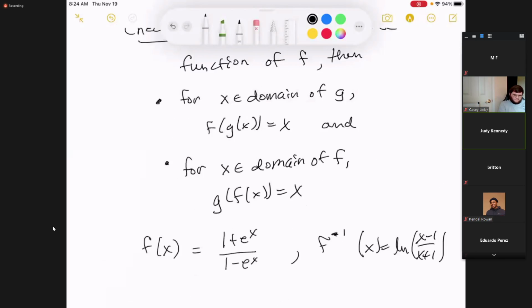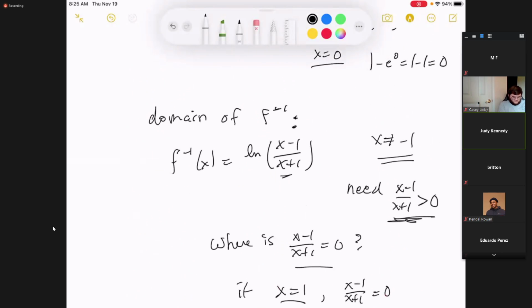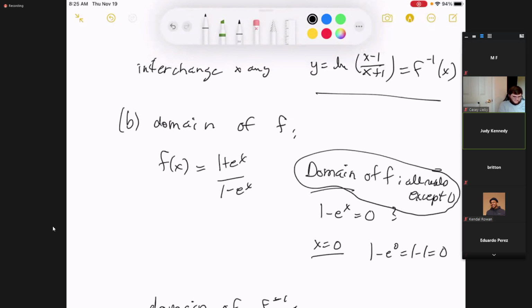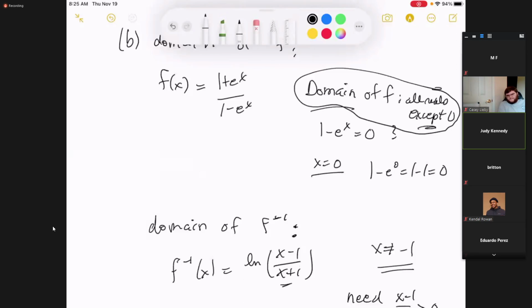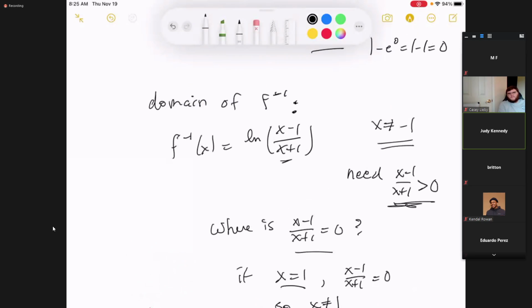Well, I was thinking about this function. It's kind of interesting. It's got domain x not equal to 0. And in fact, you're going to have a vertical asymptote there. And then I thought about what the domain of the inverse function is: two disjoint intervals. You have to leave out everything between -1 and +1. That's a little odd.